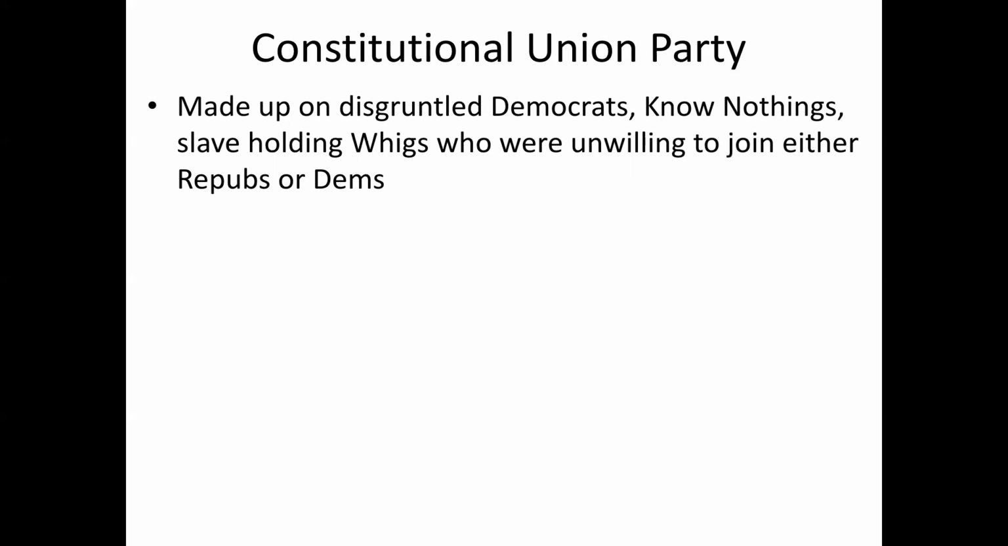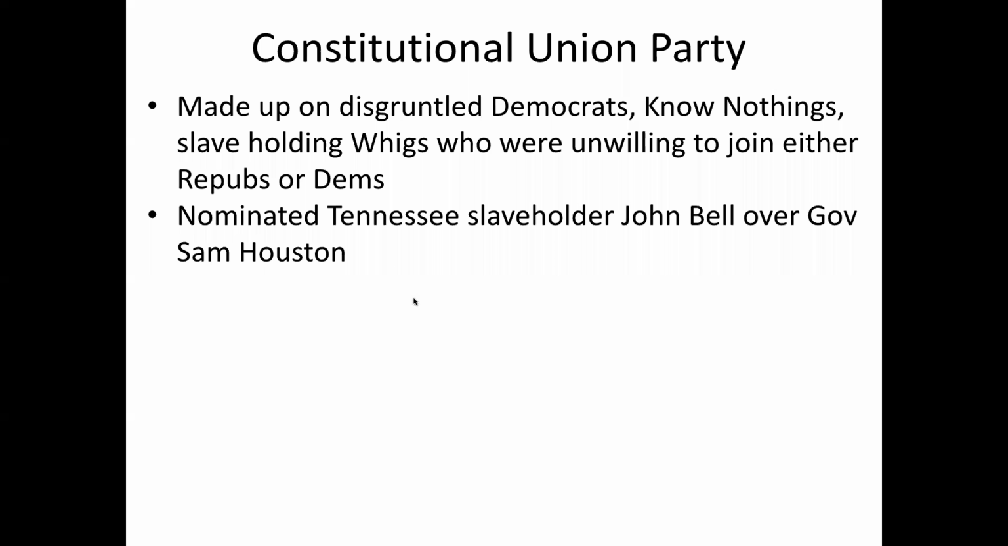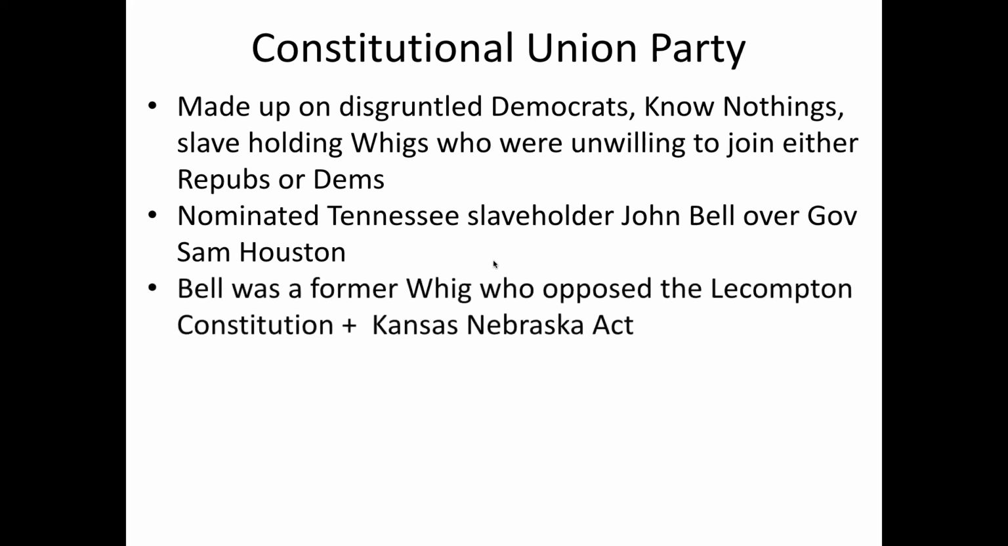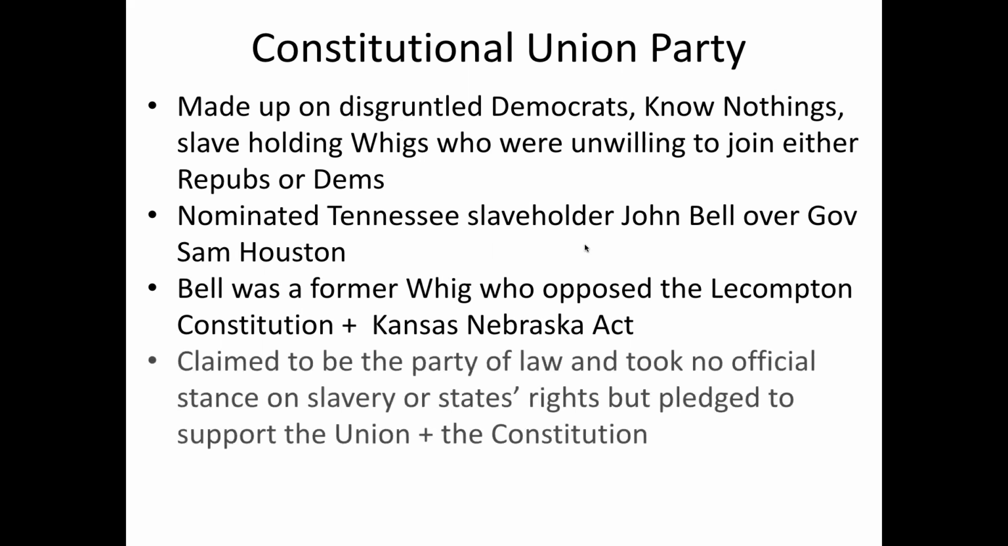And then we have this new party, the Constitutional Union Party. So this is, again, made up of kind of a motley crew here of disgruntled Democrats, know-nothings, and the slave-holding Whigs who were unwilling to join either of the two major parties we have going right now. So they are going to nominate a slaveholder. So that is John Bell. Governor Sam Houston of Texas was in the mix there as well, but they opt for Mr. Bell.